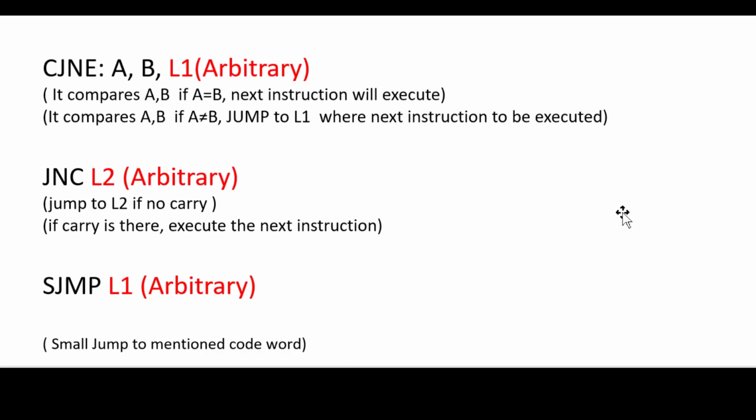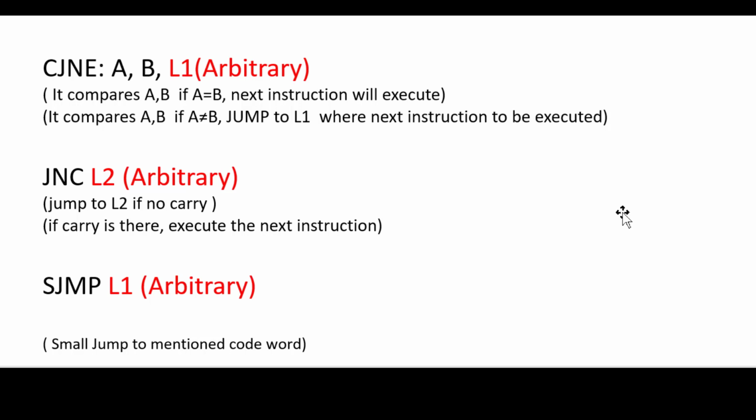To perform the largest number or smallest number experiment, we need to use a certain instruction set. People use different instruction sets to do the same job, but I am using the instruction set below. First I am using CJNE, compare and jump if not equal. The code is something like this: CJNE A, B, L1. L1 is arbitrary. You can keep any name, maybe back or loop, or whatever name you want to give.